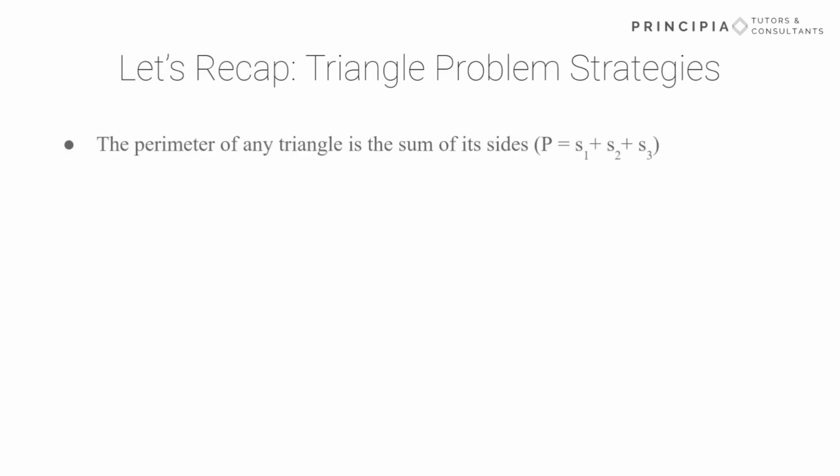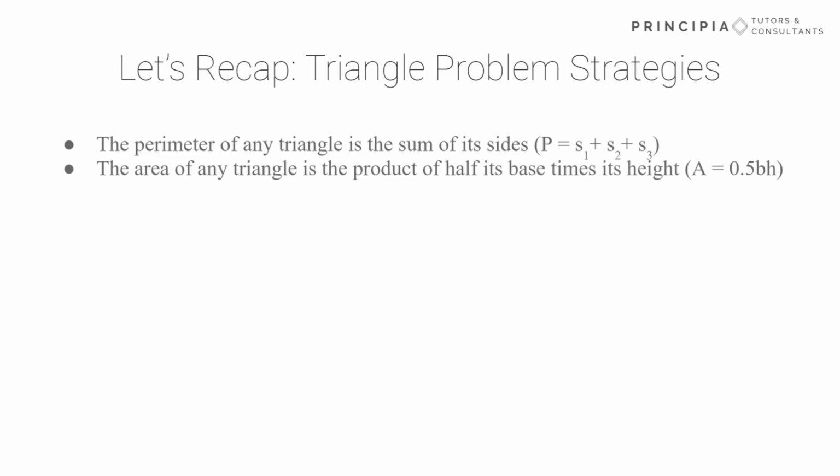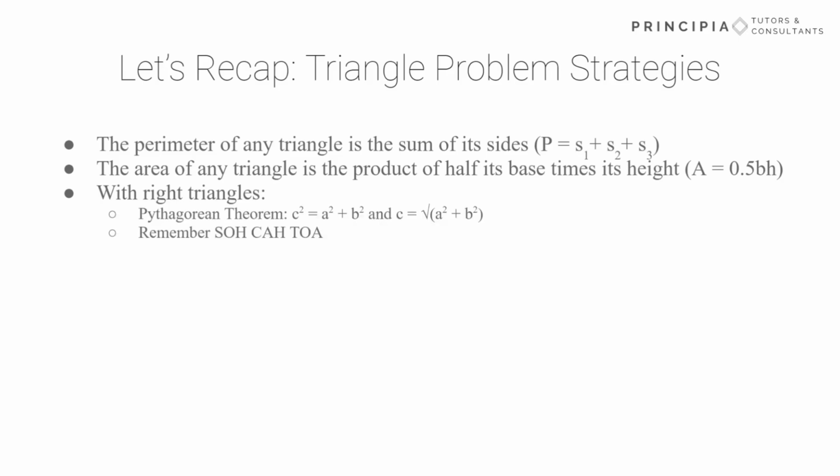All right, now let's recap our triangle problem strategies. So first thing to remember, the perimeter of any triangle is the sum of its sides. The area of any triangle is 1/2 base times height. With right triangles, remember to use the Pythagorean theorem: c squared equals a squared plus b squared. Remember SOH CAH TOA when solving for the sine, cosine, tangent. Remember that sine of x would be cosine of y, and cosine x is sine y. Tangent of x is the reciprocal of tangent y.